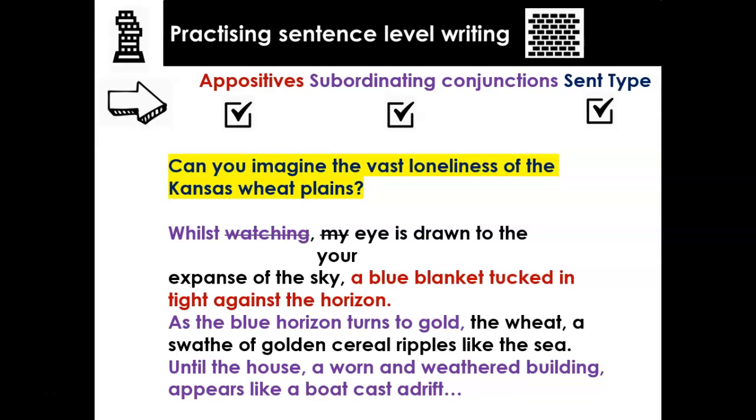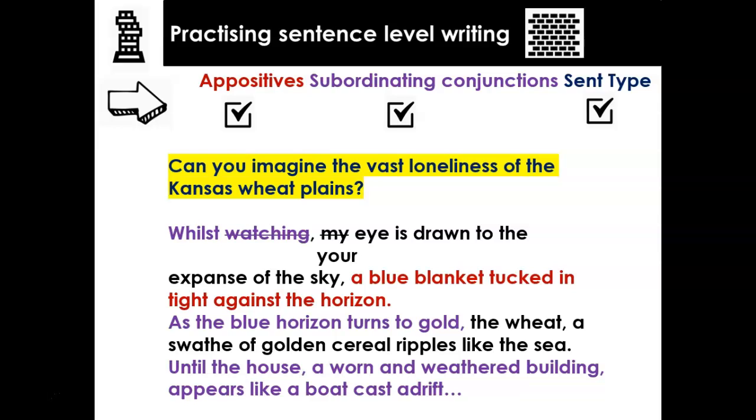So can you imagine the vast loneliness of the Kansas wheat plains? Whilst watching, your eye is drawn to the expanse of the sky, a blue blanket tucked in tight against the horizon. As the blue horizon turns to gold, the wheat, a swathe of golden cereal, ripples like the sea, until the house, a worn and weathered building, appears like a boat cast adrift. So I've changed some words again. I've been thinking about my choices.